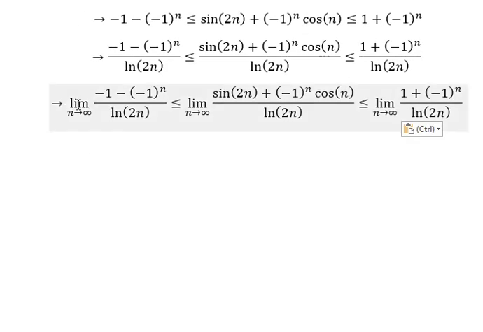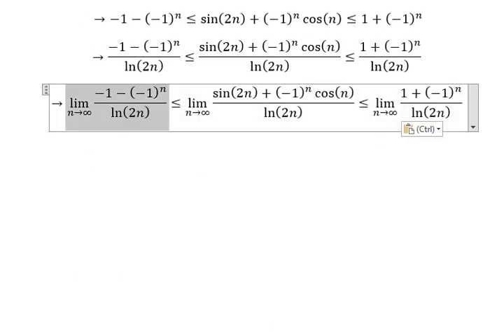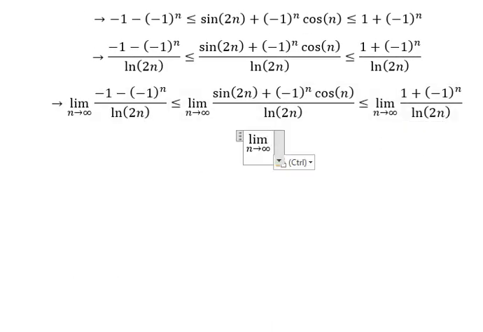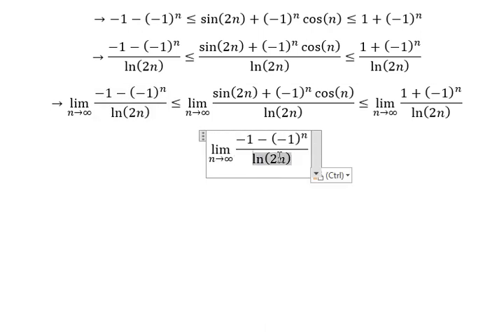Next, about this one, when n goes to positive infinity, this one will go to positive infinity. However, this one will still be about the numbers in here. So the number divided by positive infinity, you get 0.